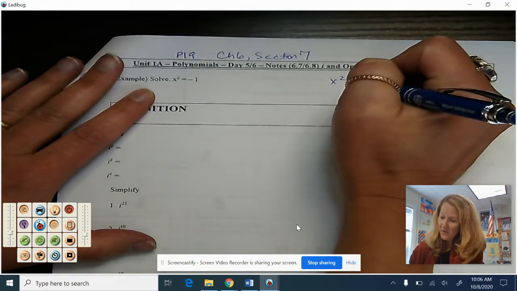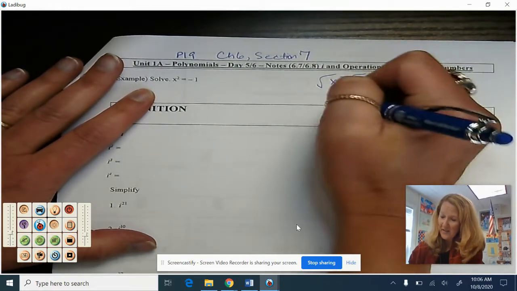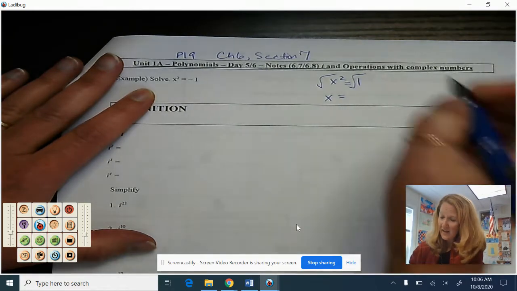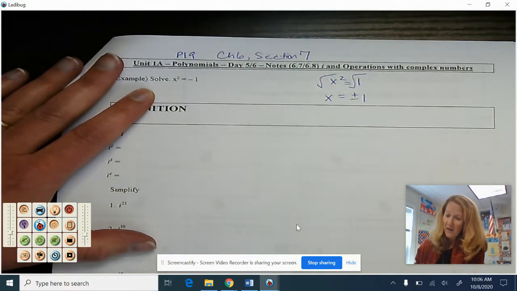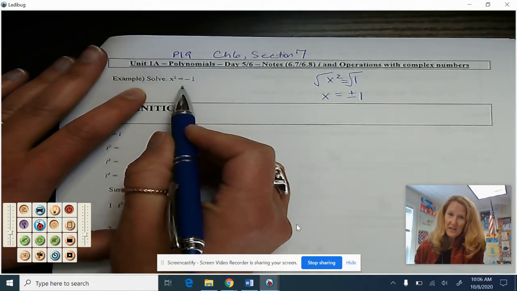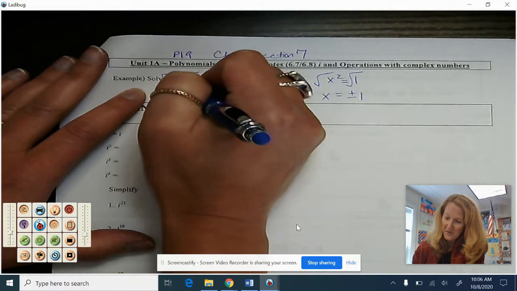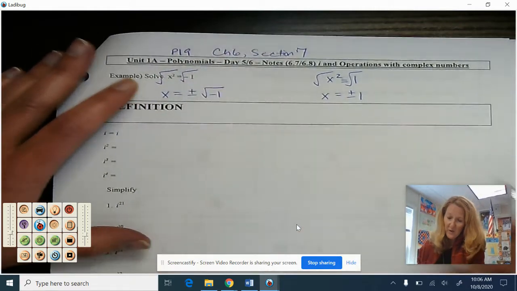We know that if we solve using the square root method, we would take the square root of x squared and get x. If I take the square root of 1, I get plus or minus 1. Well, if you want to solve x squared equals -1, when you take the square root, you're going to get x equals plus or minus the square root of -1.